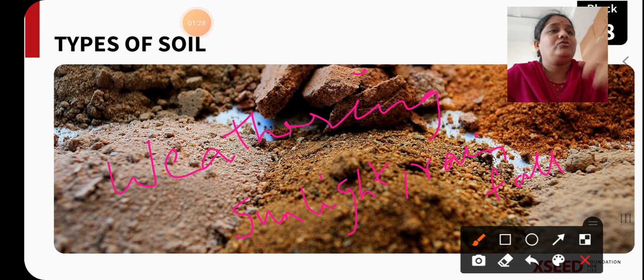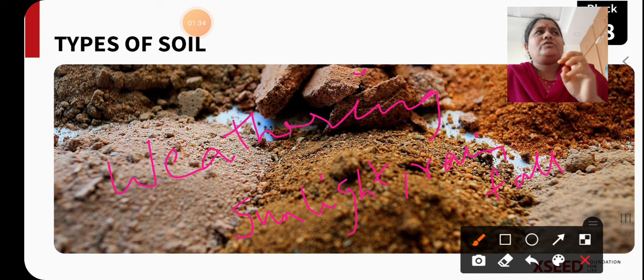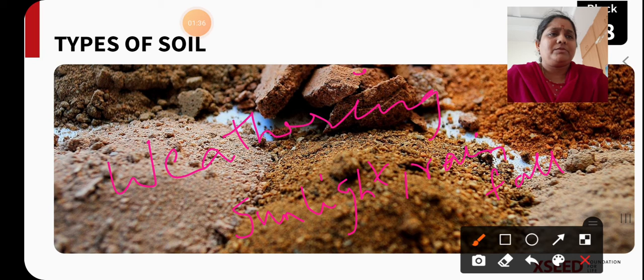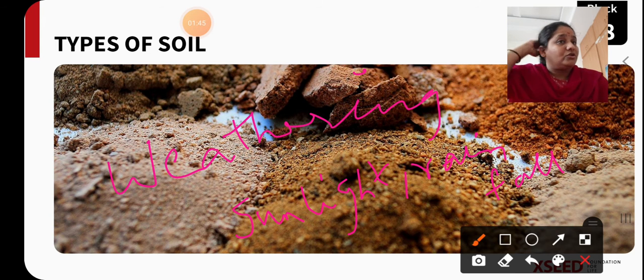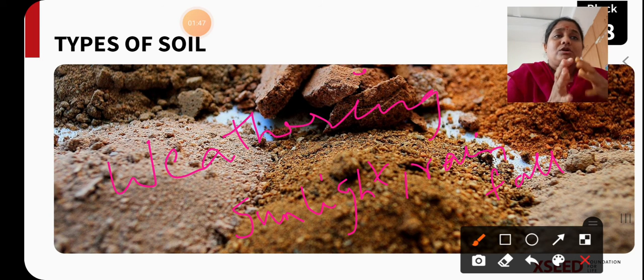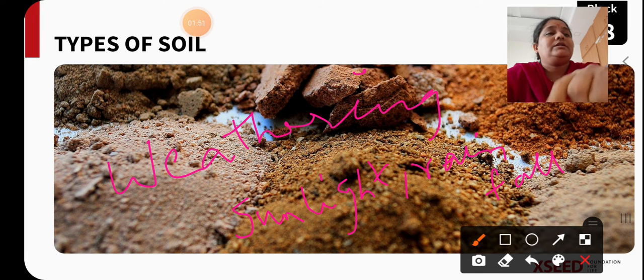So we came to know about soil composition, with what all materials a soil is made up of. Soil contains water, it contains air, it contains minerals, and organic matter, that is your humus. So the composition of soil and the formation of soil we learned in our LP1.